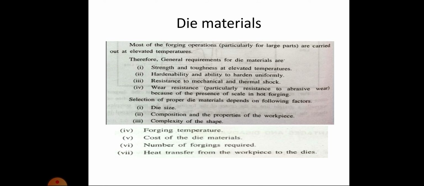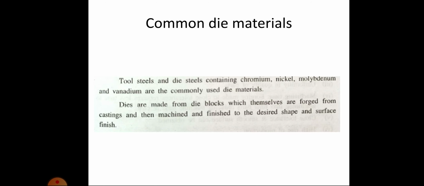Die size, composition and properties of the workpiece, complexity of the work shape, forging temperature, cost of the die materials, number of forgings required, heat transfer from the workpiece to the dies, etc. Common die materials: tool steels and die steels containing chromium, nickel, molybdenum and vanadium are the commonly used die materials. Dies are made from die blocks which themselves are forged from casting and then machined and finished to the desired shape and surface finish.